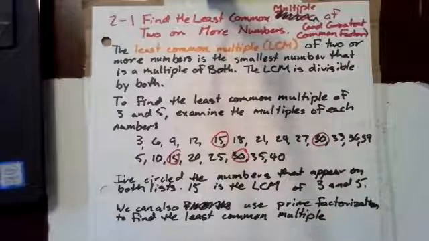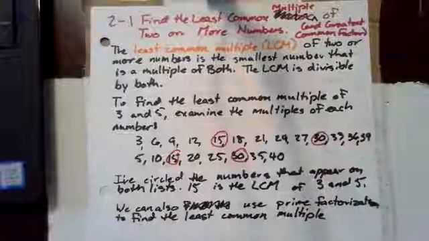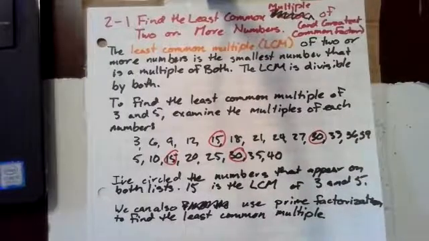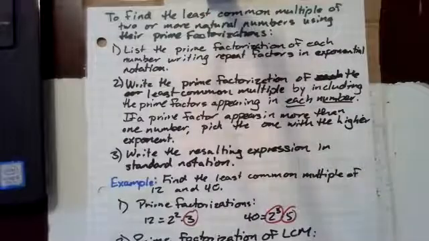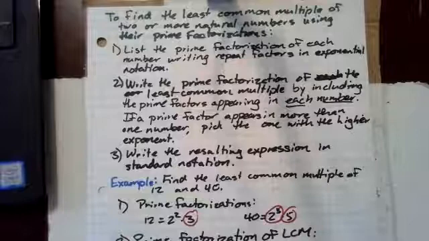We can also use prime factorization to find the least common multiple. To find the least common multiple of two or more natural numbers using their prime factorizations, first, list the prime factorization of each number, writing repeat factors in exponential notation. Second, write the prime factorization of the least common multiple by including the prime factors appearing in each number. If a prime factor appears in more than one number, pick the one with the higher exponent. Third, write the resulting expression in standard notation.